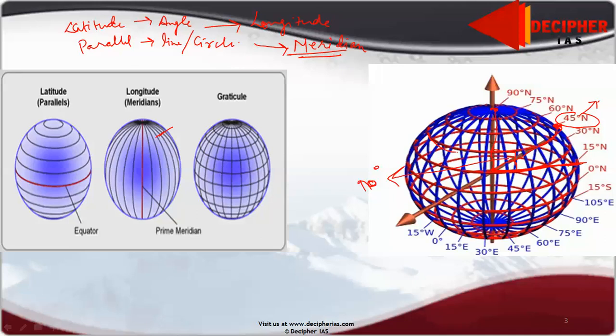So you are seeing it is inscribing a circle. Each and every latitude will inscribe a circle. Okay. You can have innumerable numbers between 0 and 90 degree. So this circle is called a parallel.